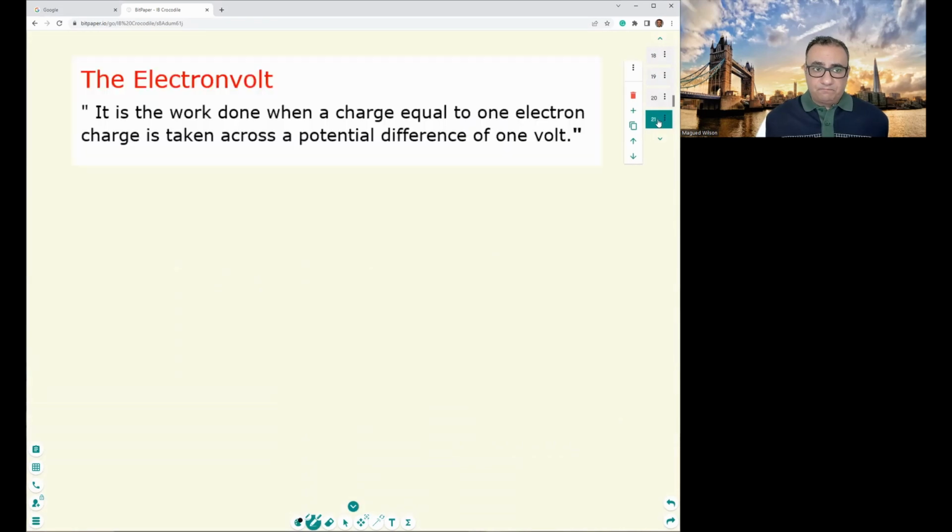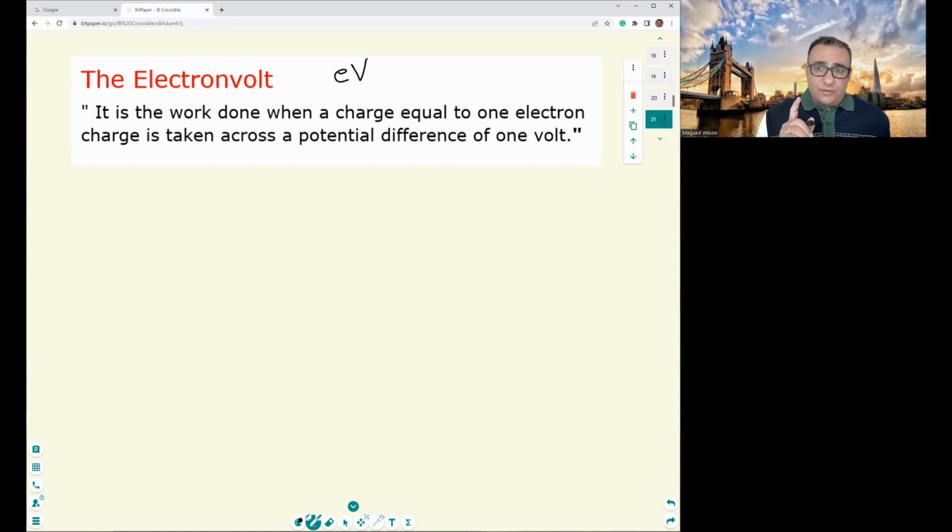Next, sometimes you may see a unit called Electronvolt, or eV. What is this? Again, let's start from the definition. An Electronvolt is the work done when a charge equal to 1 electron charge is taken across a potential difference of 1 volt.